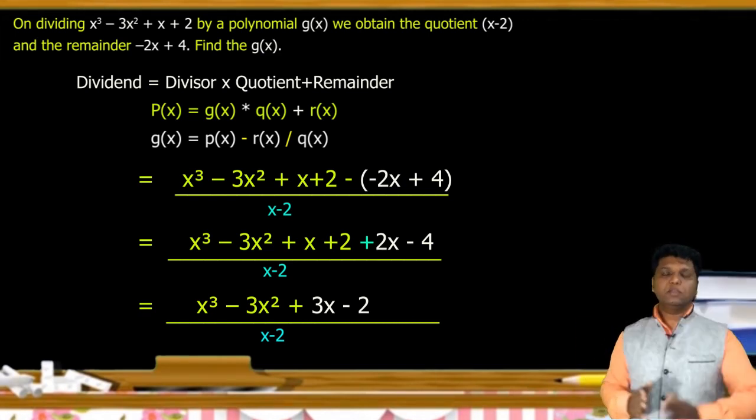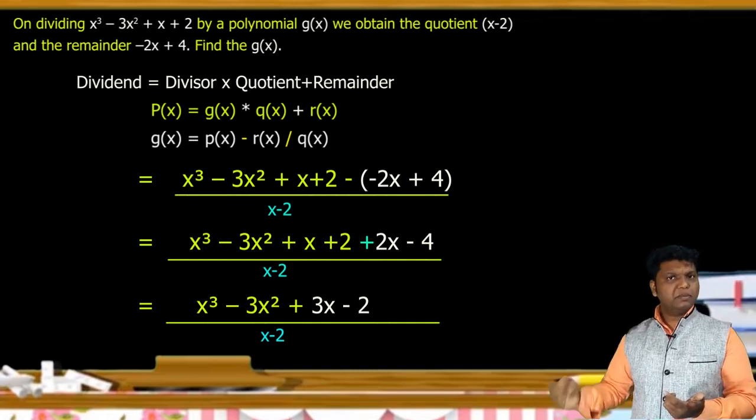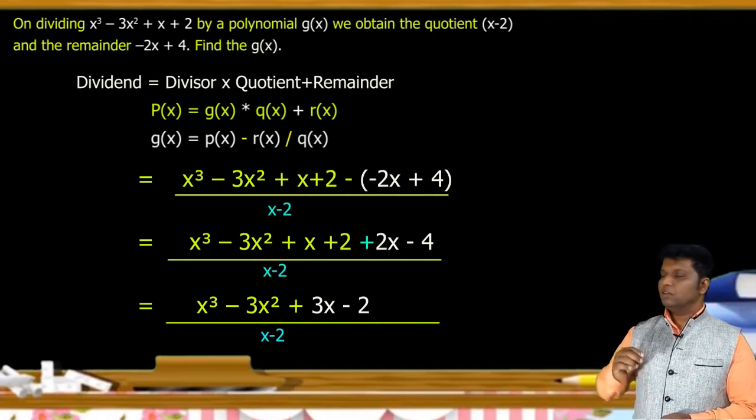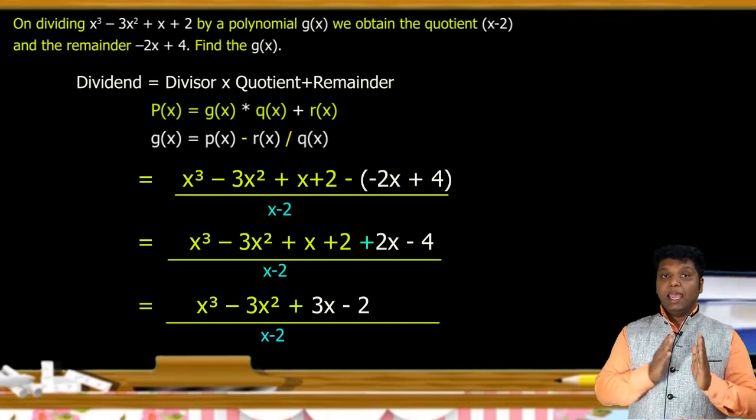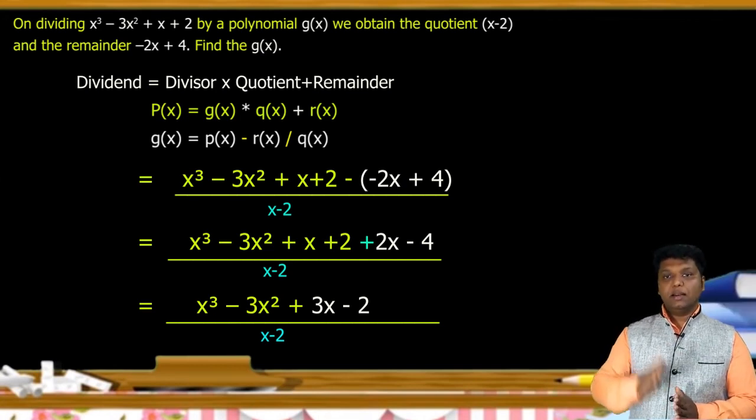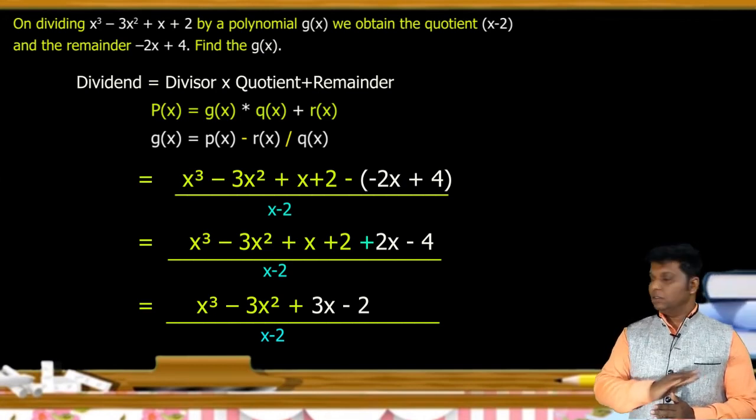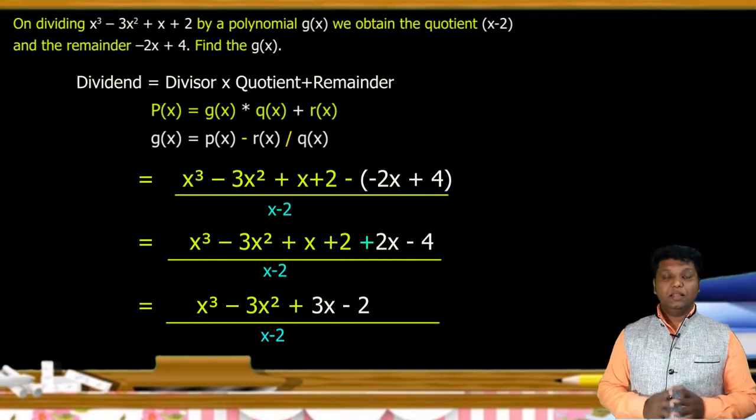2 minus 4, it is minus 2, because smaller number minus bigger number, it is minus itself. So minus 2. So we got it as x cube minus 3x square plus 3x minus 2, the whole divided by x minus 2. This is your g of x.